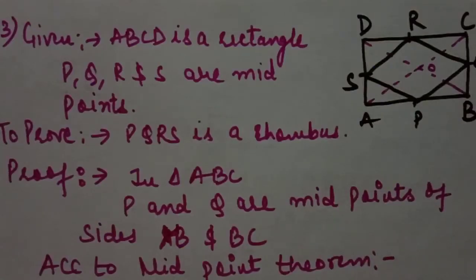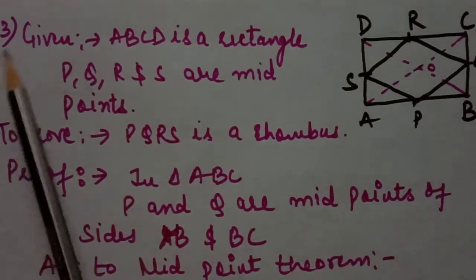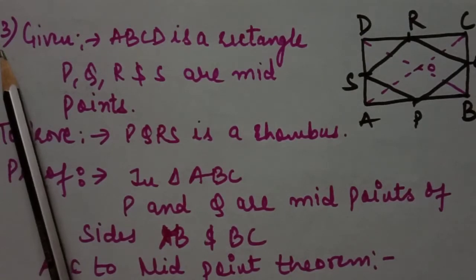Now question number 3 from your NCERT: ABCD is a rectangle. P, Q, R, S are the midpoints of the sides AB, BC, CD and DA respectively. Show that quadrilateral PQRS is a rhombus. If you are thinking that this is the converse of question number 2, then you are thinking right. Yes, definitely, question number 3 is the converse of question number 2.